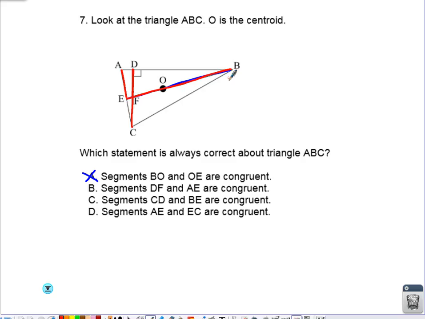Segment AE and EC. Which one is true? That one has to be true there, doesn't it? Segment AE and EC have to be the same, because a median connects an angle to the midpoint of the opposite side. So that must be the midpoint, so AE and EC are the same. But that was a good review of this as well, 2 to 1 ratio.